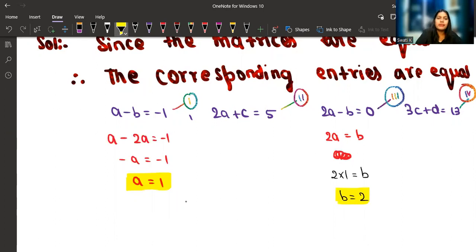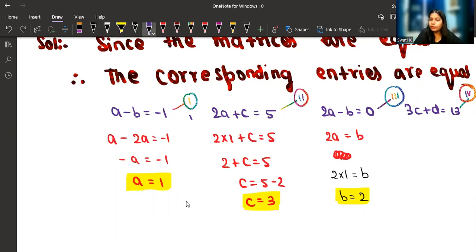Now we need to find the value of C. So if A is 1, that means 2 times 1 plus C equals 5. 2 times 1 is 2, plus C equals 5. So C is going to be 5 minus 2, that is 3. So the value of C is 3.